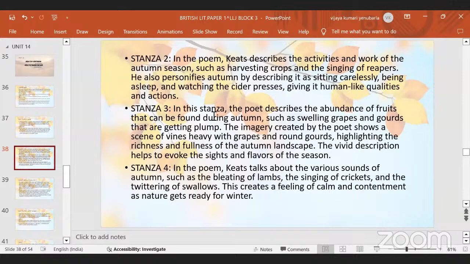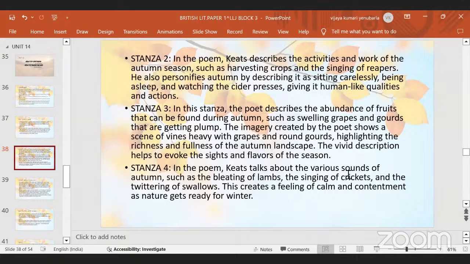In the next stanza, the poet describes the abundance of fruits that can be found during autumn. So it is talking about the abundance of fruits which are available, such as swelling grapes and gourds that are getting plump. So gourds are becoming plump, and grapes are ripening. The imagery created by the poet shows a scene of vines heavy with grapes and round gourds. You can see grape vines and all that, highlighting the richness and fullness of the autumn landscape. The vivid description helps to evoke the sights and flavors of the season.